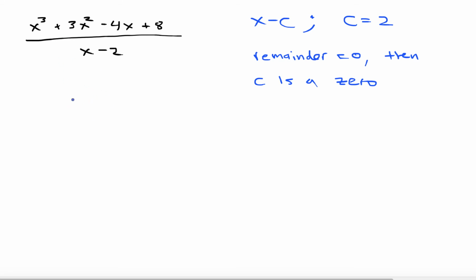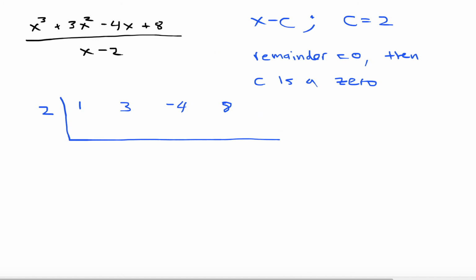So let's divide this using synthetic division. We'll take the 2, not negative 2, the positive 2, and write it in this sort of half box here. And we'll just write down the coefficients of the polynomial. The coefficient of x cubed is 1. The coefficient of x squared is positive 3. The coefficient of x is negative 4. And this is just the last term, so that's just an 8 there.